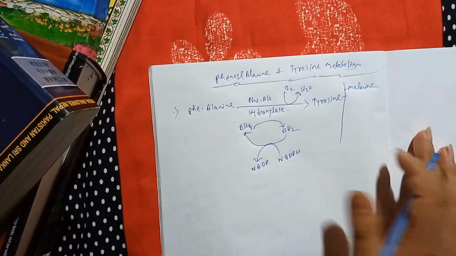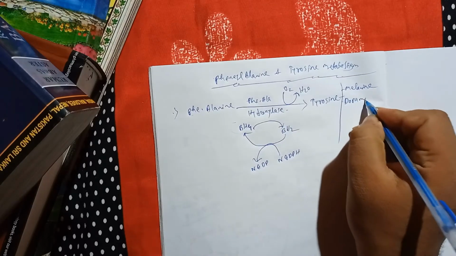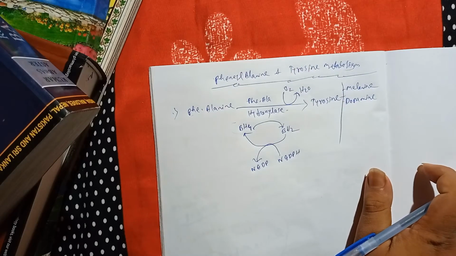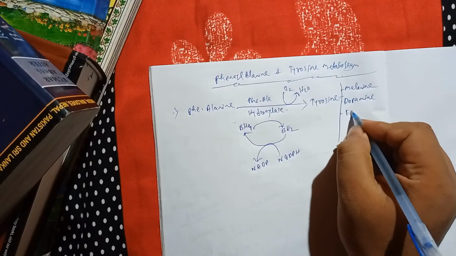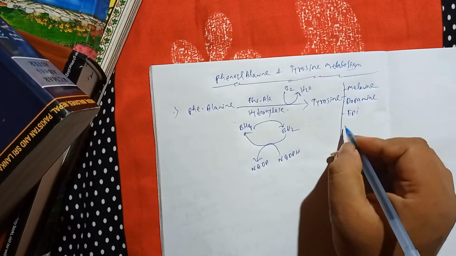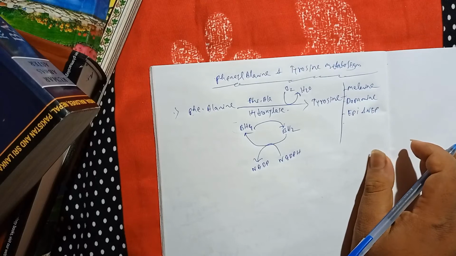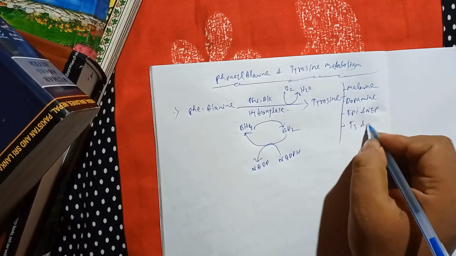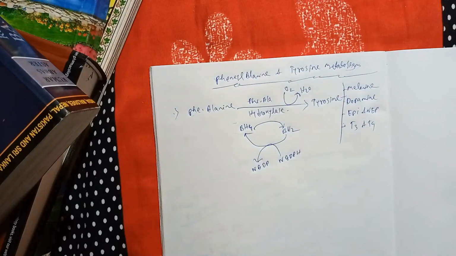Then it will also help to produce dopamine, the neurotransmitter, which is one of the most important. Then it will also produce epinephrine. I'm writing briefly, EP means epinephrine. Then it will also produce NEP, norepinephrine. It also helps in the production of thyroid hormones like T3 and T4, triiodothyronine and tetraiodothyronine. These are basically the functions of tyrosine.